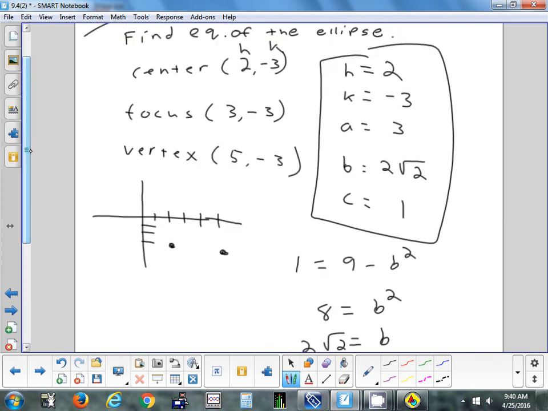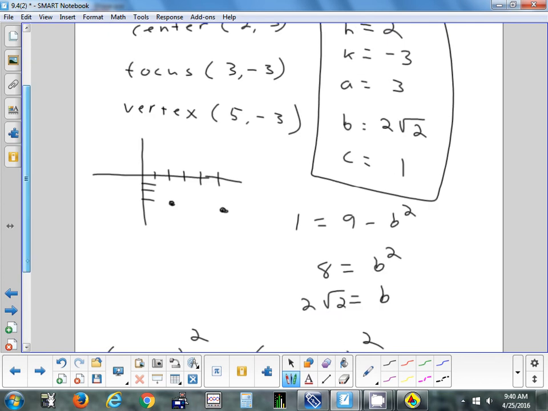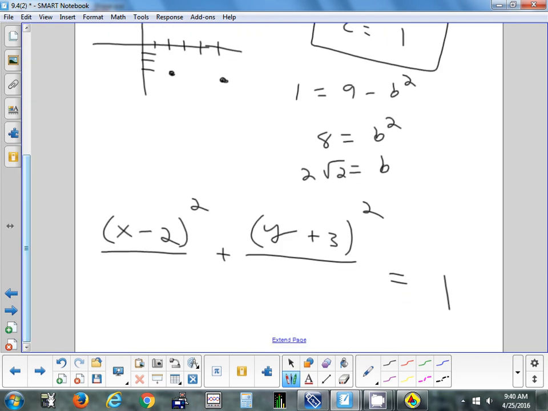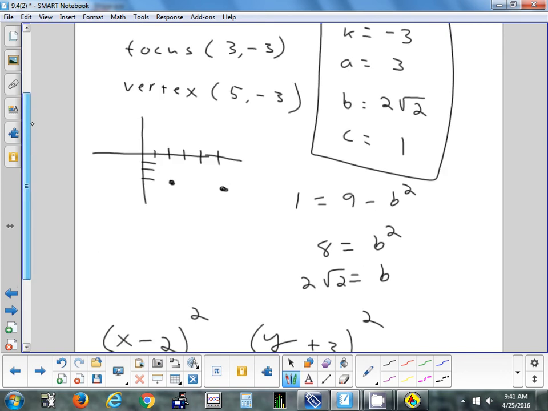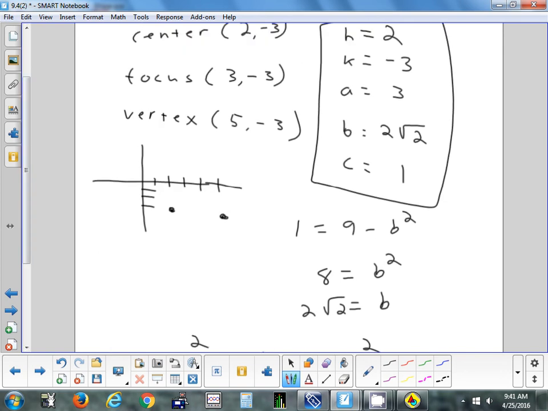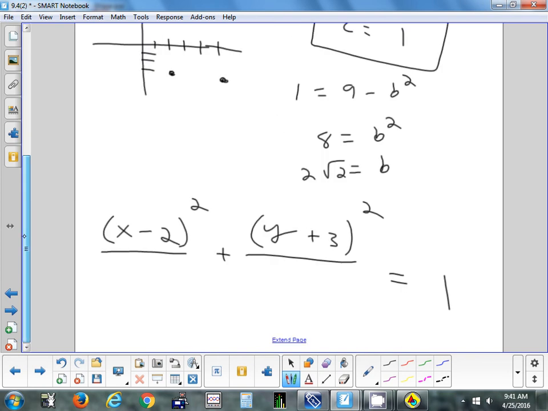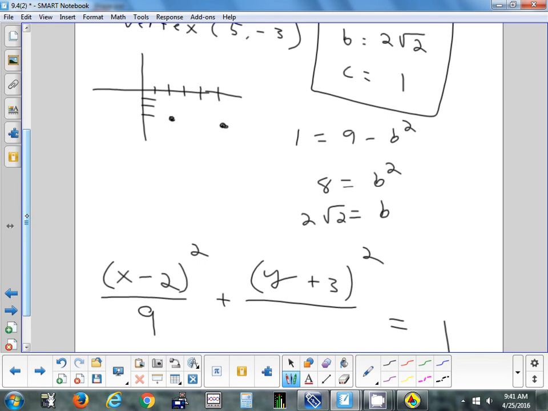Which way does our major axis go if it's going to go through those points? Horizontal or vertical? Horizontal. So I want the bigger number under X. Bigger number between A and B is A. What do you get if you square A? 9. How about if you square B? 8. And that's almost a circle. If you were to sketch it, it wouldn't look very elliptical. It's almost a circle, but not quite.